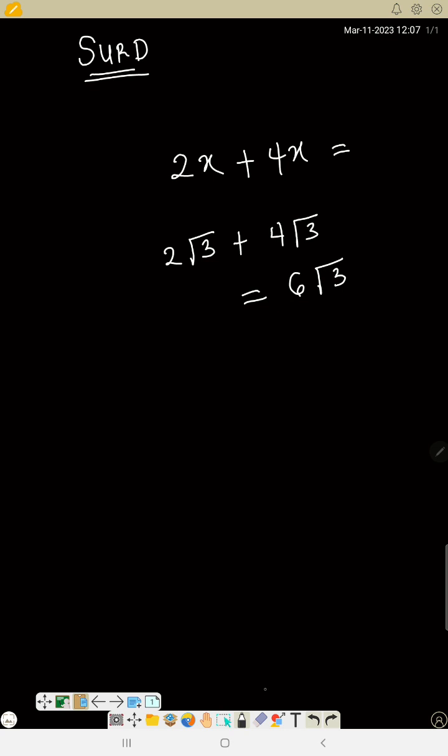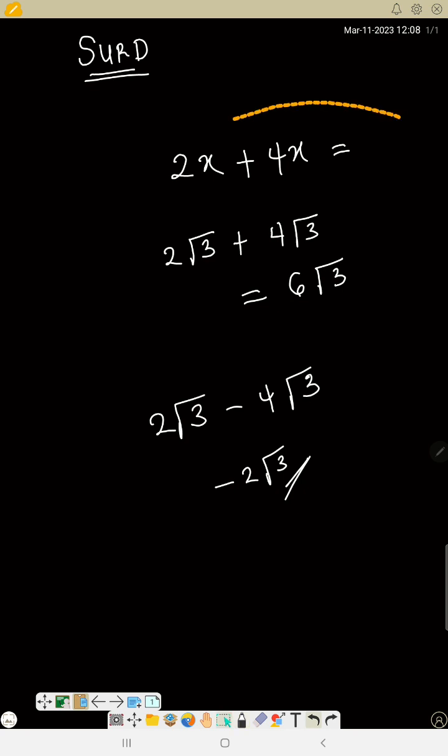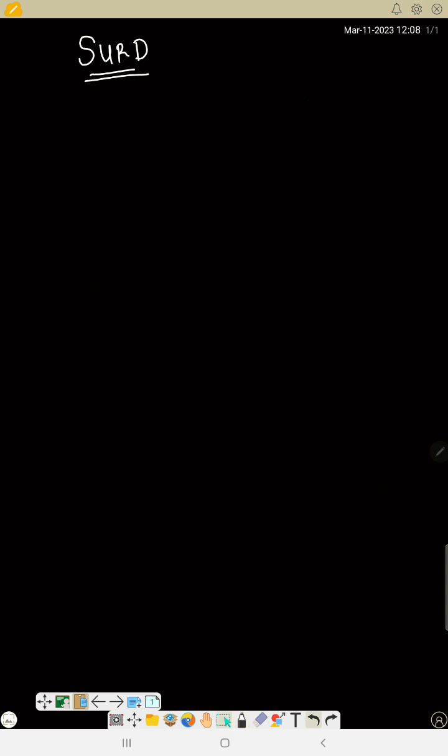Even minus. If I have 2 root 3 minus 4 root 3, since it is root 3, I'll subtract normally. This is 2 minus 4, and that will give me minus 2 root 3. Now, if I have different roots, like 2 root 3 plus 4 root 5, this is root 5, this is root 3, you cannot add them together. You can never add them together. Take note, and you cannot subtract them also.